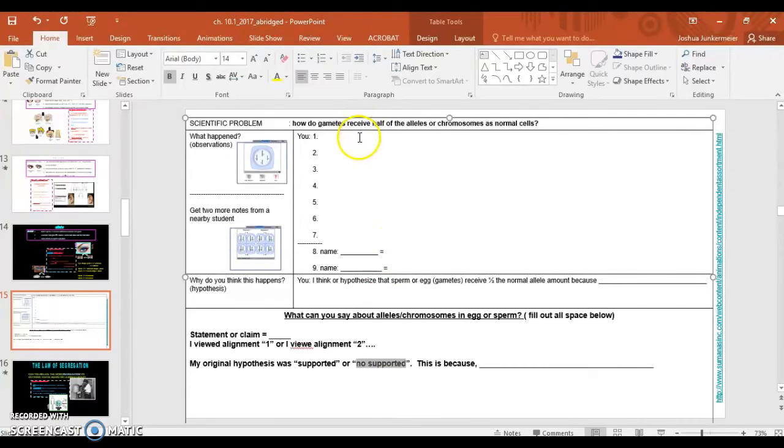And any observations you take down here, they should be helping you understand this original problem. So all your observations should be based on the fact that you're trying to understand how half the alleles end up in the sperm cells.